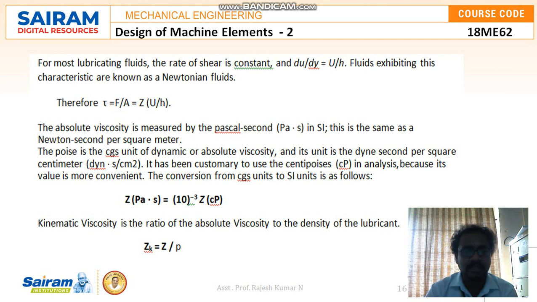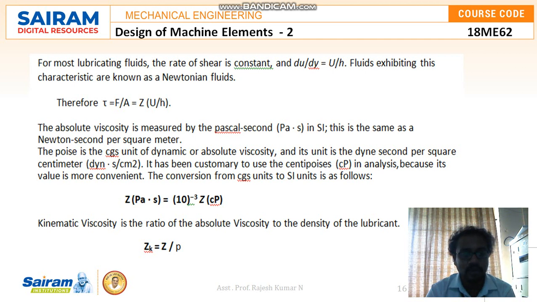The absolute viscosity is measured in Pascal second in standard international units of measurement, and this is the same as Newton seconds per square meter. The poise is the CGS unit of dynamic or absolute viscosity, and its unit is dyne second per square centimeter, and it has been customary to use centipoises in analysis because its value is more convenient. The conversion from CGS units to SI units is as follows: Z in Pascal second is equal to 10 power minus 3 times Z in cP, that is centipoises.